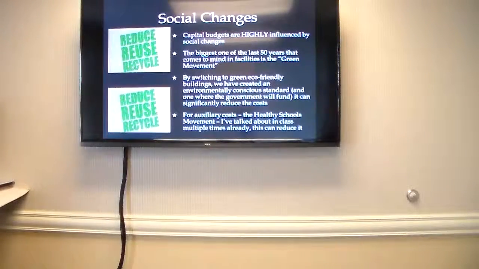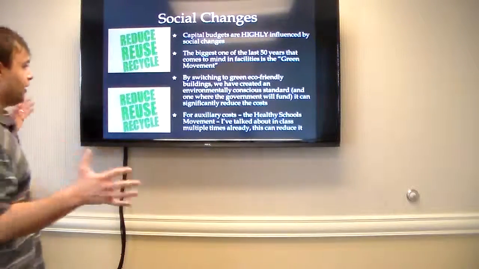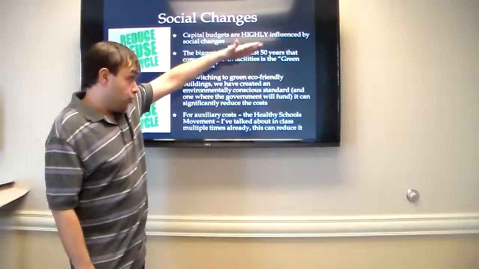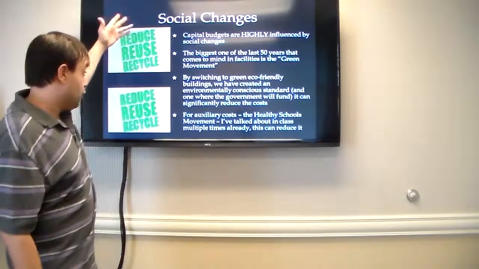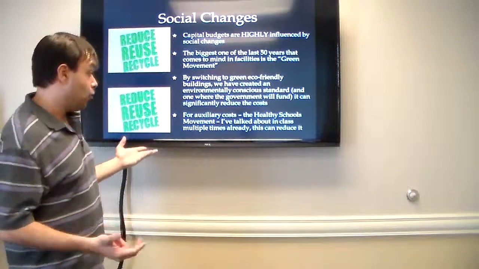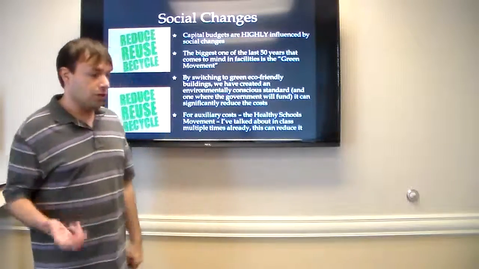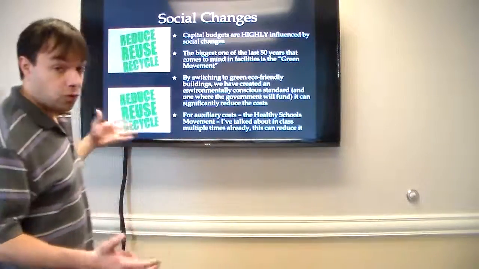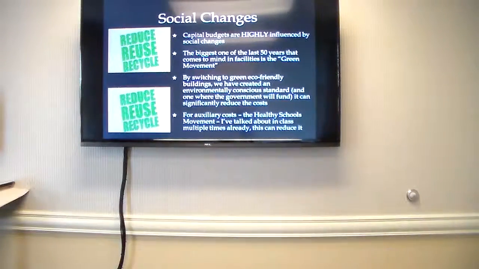So we talk about energy conservation. We'll think about the importance of the green movement. Buildings have switched to this green, eco-friendly idea, but in turn, when they're doing that, the government will fund it, they'll reduce taxes, so if you can equip the facility to be a green facility, that's going to actually get you a tax break. In terms of auxiliary costs, I've talked about the Healthy Schools movement a little bit already, but that's one that can reduce it as well if you agree to the federal mandates involved with supporting and having a healthy school.